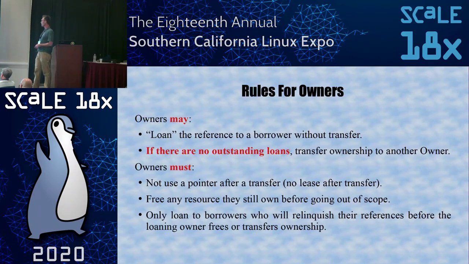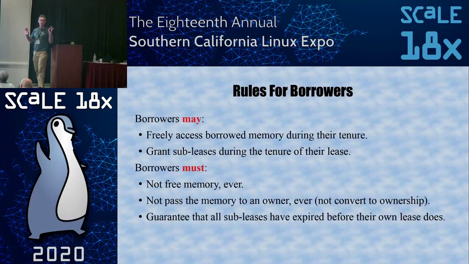And furthermore, if you still own a piece of memory, before you go out of scope, you have to free that memory. The only things you can do with memory are free it or pass the buck to somebody else. Okay? The other thing is that you do have to make sure that when you loan to borrowers, you only loan to borrowers who will relinquish their loan before you have to either transfer ownership or free it.